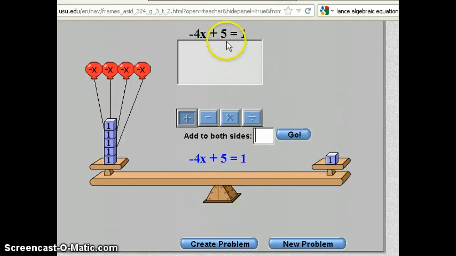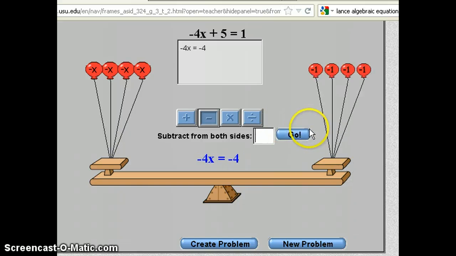And what are we going to do first? Well, we have a plus 5 there. We're going to get rid of the plusing first. The opposite of adding 5 is to subtract 5. So we hit the minus, hit the 5. And there it kind of puts some stuff on the other side for us, which is fine. You can kind of watch what it's doing, kind of neat.